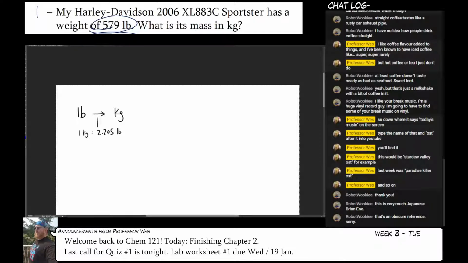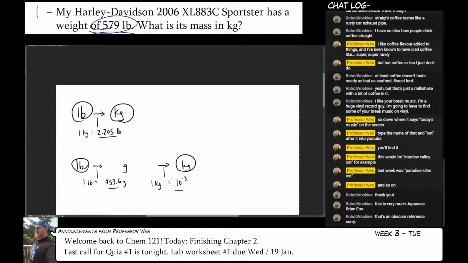But I could also do this, pounds into grams into kilograms, where 1 pound is this conversion, and then 1 kilogram is 10 to the minus 3. And I would get the same answer regardless, because I started with pounds and I ended with kilograms, regardless of which conversion I use. And you'll notice that this conversion and these are not the same, right? And yet when you do that, either way, you will get the correct answer.